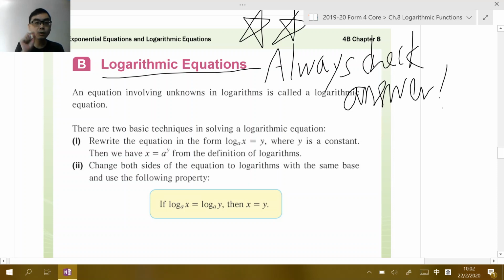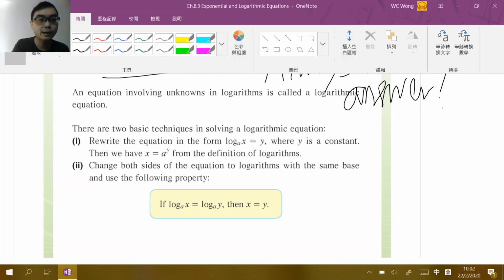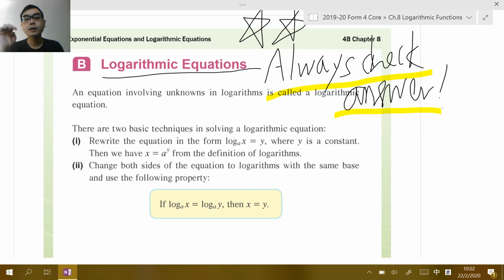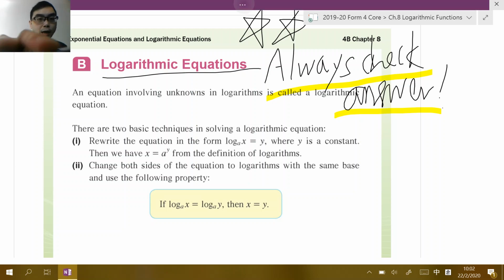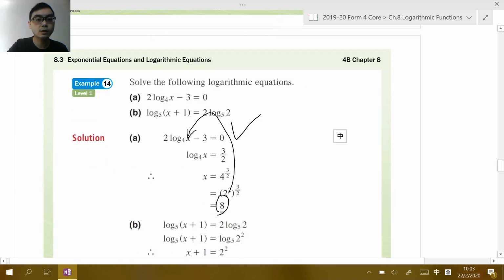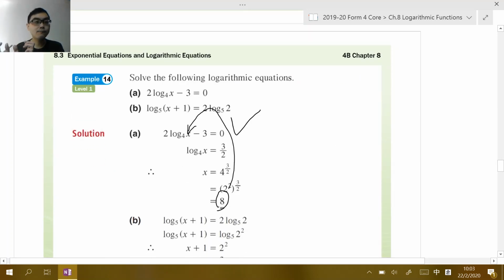For logarithmic equations, it will be a little bit more difficult, because we have to always keep in mind a very important idea: no matter which kind of log equation, that means an equation with log, always check the answer. For exponential equations, I did not tell you that you have to check the answer. But for logarithmic equations, I always say you have to check the answer. But why? I would like to show you now. For logarithmic equations, the idea is very similar to exponential equations. We have to compare the left hand side and right hand side in order to see what x is.